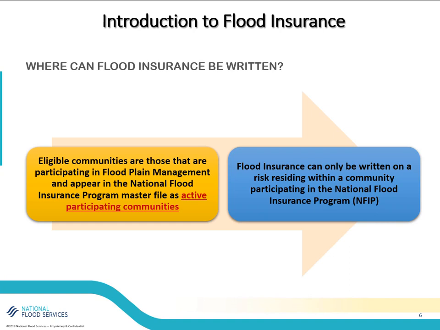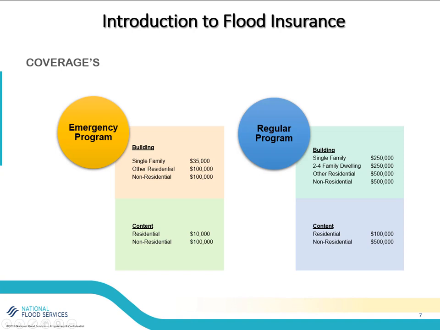The NFIP gives the community a list of items that have to be completed before that community can move into the regular program. Once the list of items has been completed and the detailed flood map has been ratified, the community is then approved and is allowed to participate in the regular program. Theoretically, a community will stay in the initial phase or the emergency program for 6 months.